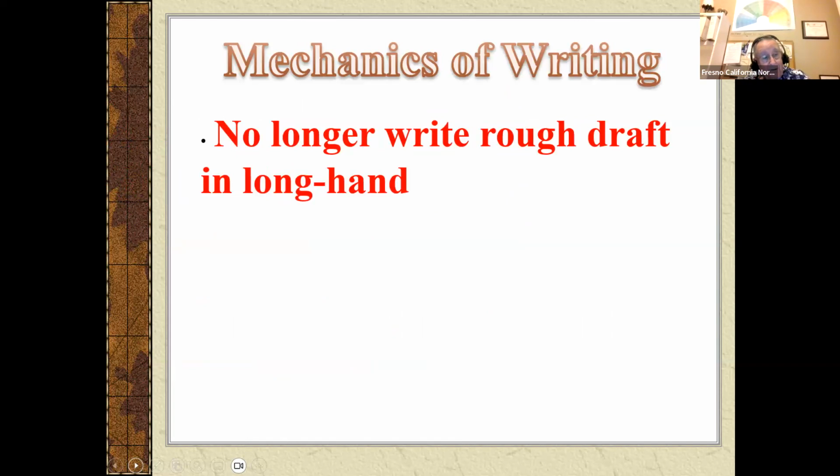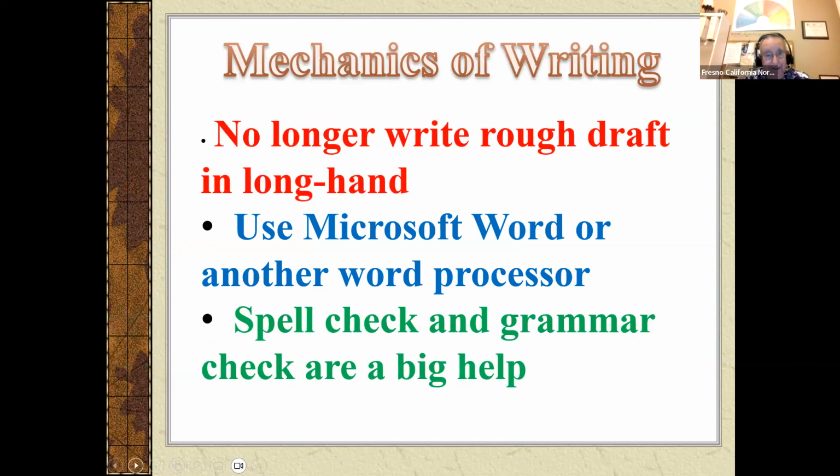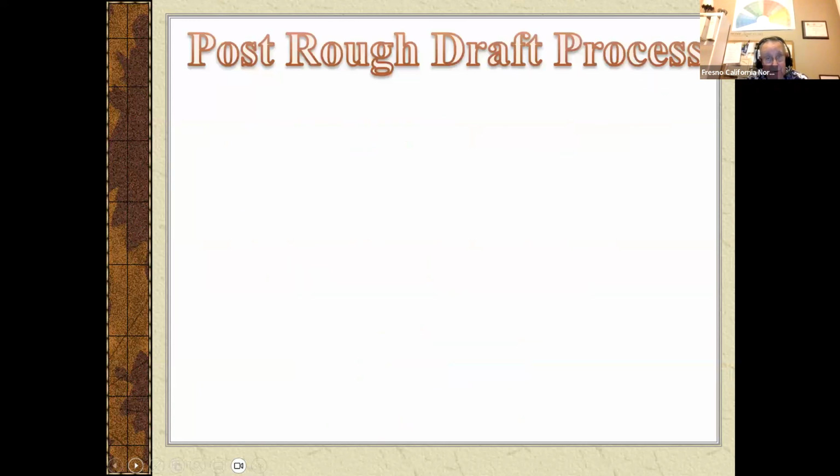Okay, the mechanics of writing. I no longer write stories in longhand. No sense of doing that. Use a word processor. Anything. I use Microsoft. Any word processor is good. Anything that does spell check and grammar check, at least for this writer. I'm one that needs it. And that allows for the ease of editing. I love having a word processor. Sure beats the old days.